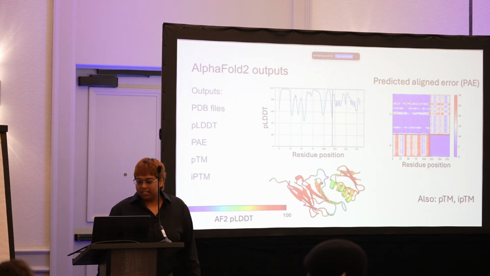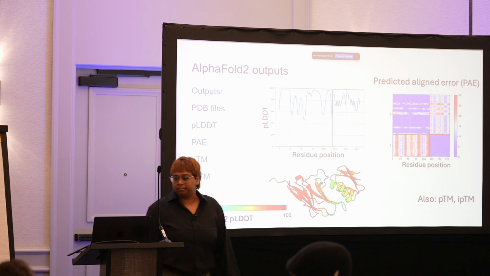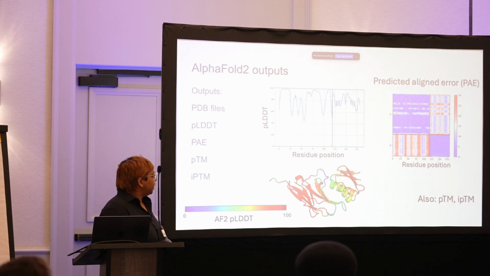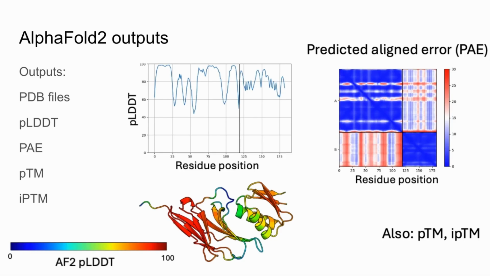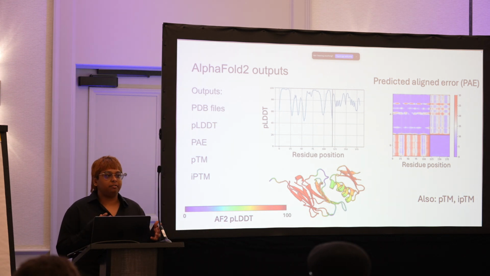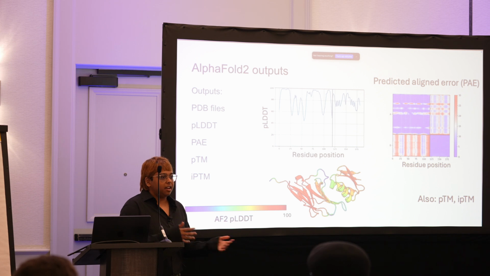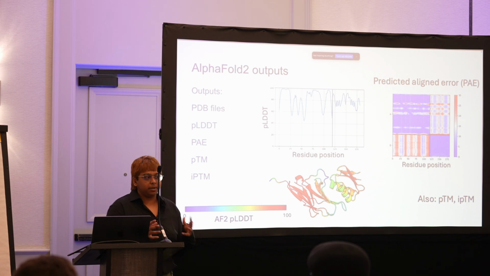And then, if you're using the multimeric version of AlphaFold, it also gives you these two global metrics. So PTM is kind of the accuracy of the overall structure of the complex, and then IPTM is the accuracy of the predictions of the interface between the subunits. And I think there has been recent anecdotal evidence that optimizing your protein-protein interfaces so that the IPTM is high translates well into experimental success.